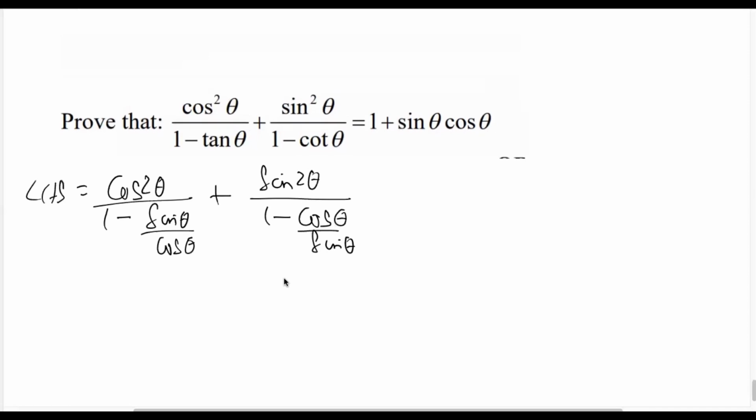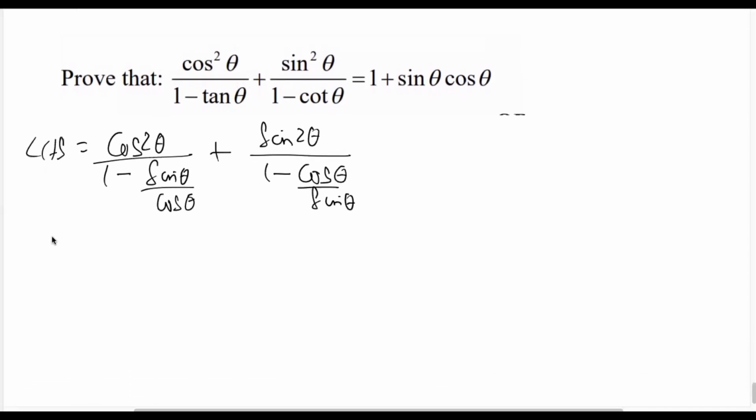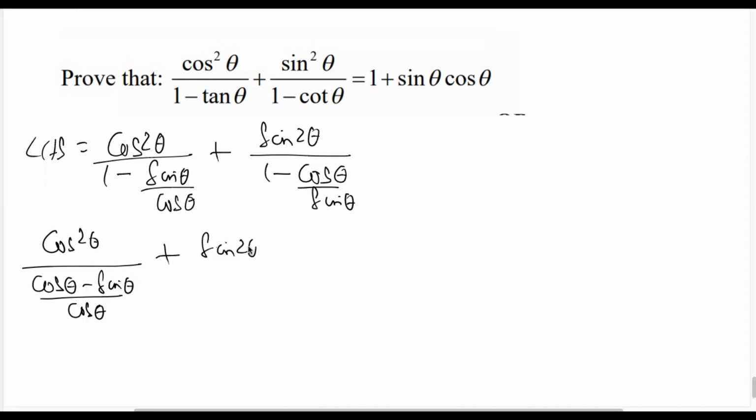Next, I'll be taking LCM. If I take LCM below, it's cos square theta, that whole divided by, if I take cos theta as LCM, cos theta multiplied by 1 is cos theta minus sine theta. Plus sine square theta, that divided by, if I take LCM below, it's sine theta, and this is sine minus cos, so sine theta minus cos theta.